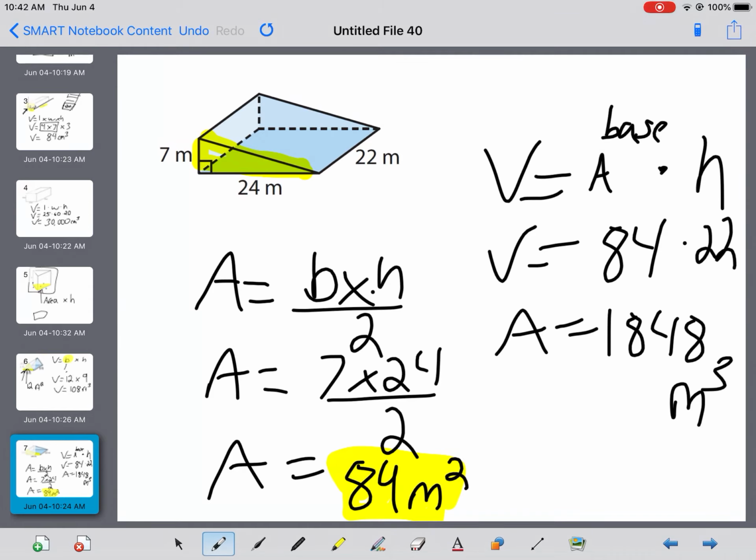So it's a little bit hard to visualize, but on all the triangular prisms, if you can find the area of the triangular base and then just multiply it by the height going up, you'll be good to go.